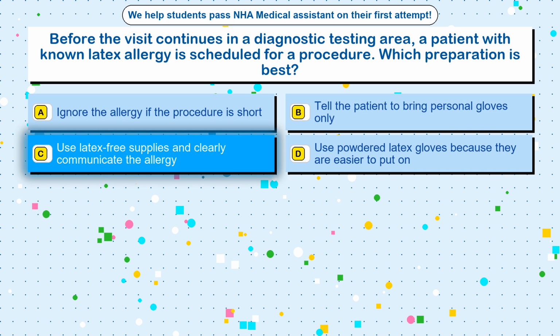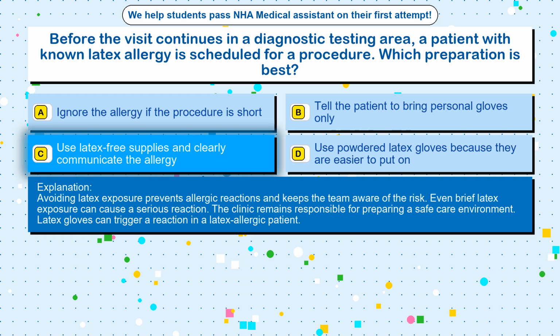Use latex-free supplies and clearly communicate the allergy. Avoiding latex exposure prevents allergic reactions and keeps the team aware of the risk. Even brief latex exposure can cause a serious reaction. The clinic remains responsible for preparing a safe care environment. Latex gloves can trigger a reaction in a latex allergic patient.